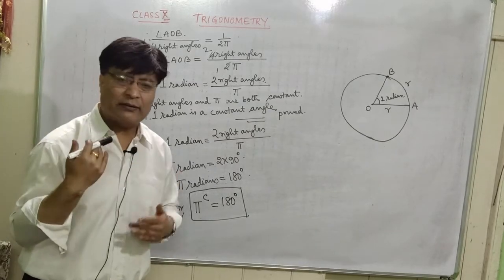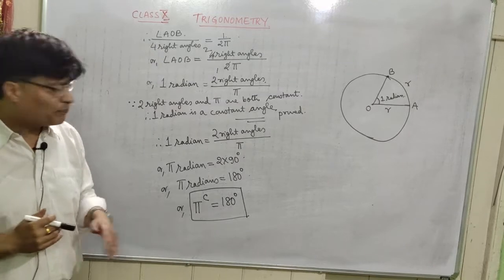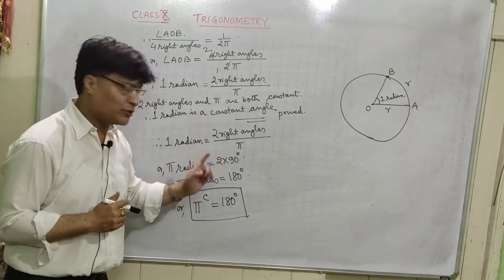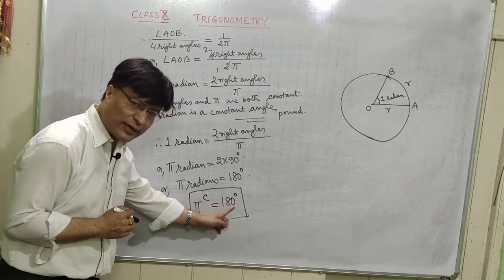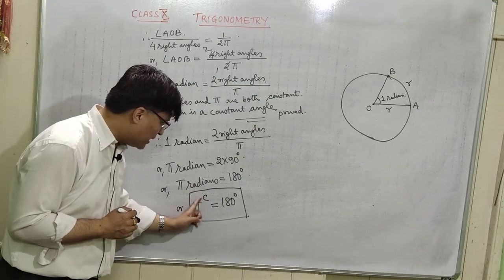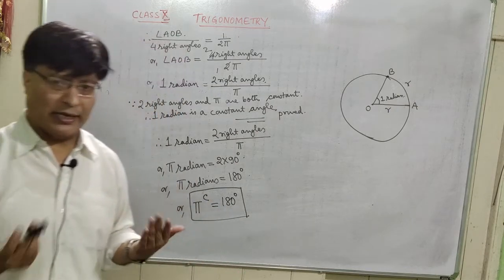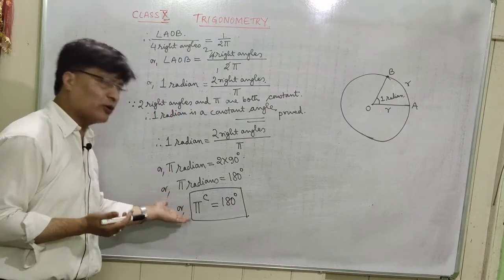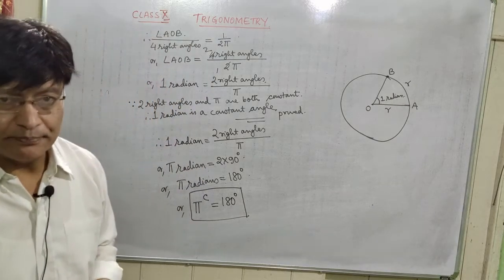Degree: when you write any angle in degrees, what do we call it? Sexagesimal system. And what does pi come in? Radians. So pi radians can be written as pi c is equal to 180 degree, but it is read as pi radian is equal to 180 degree. So this is the relation between circular measure and sexagesimal system. Okay.